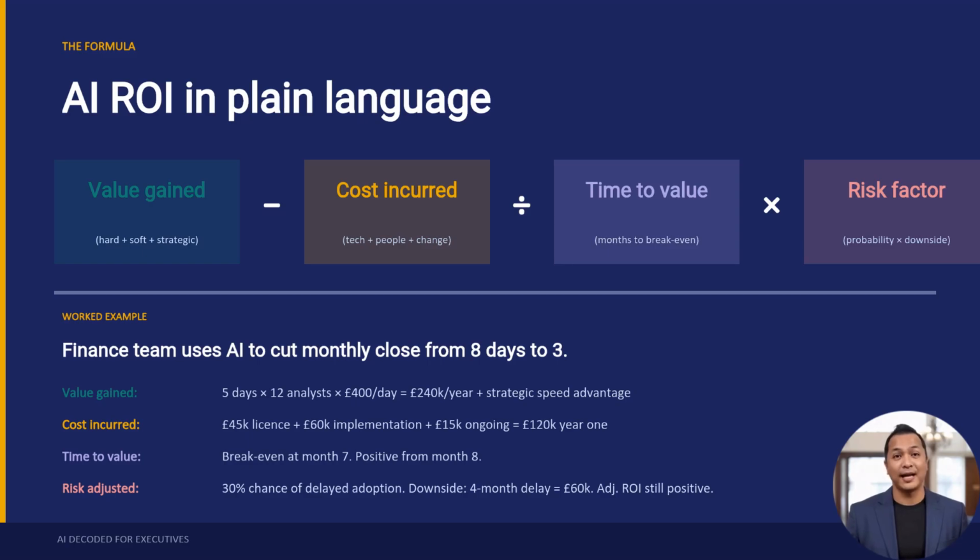The formula for AI ROI involves calculating value gained minus cost incurred, divided by time to value, and multiplied by risk factor. In a finance example, AI reduces monthly close from 8 to 3 days, yielding $240,000 a year. Costs total $120,000 in year 1 with break even at month 7. Despite a 30% adoption delay risk, ROI remains positive.